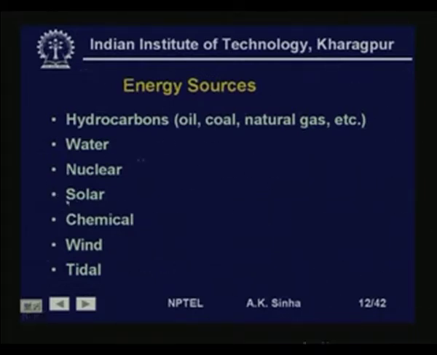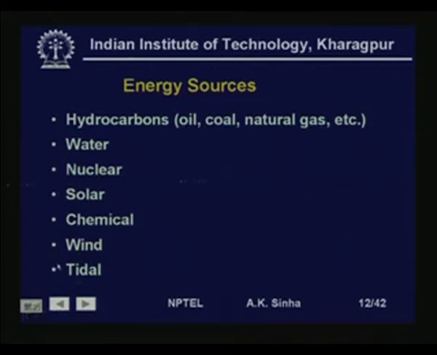Solar energy, we all know, we have seen the photovoltaic cells. Solar thermal energy is also sometimes used for generation of power. So, we have solar thermal power plants or photovoltaic arrays to use to generate power. Wind and tidal energy are other kinds of energy which are also being used.